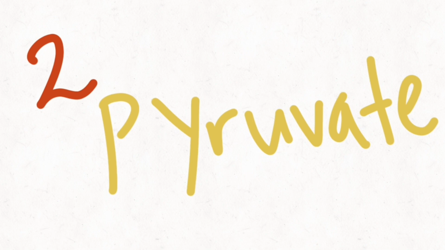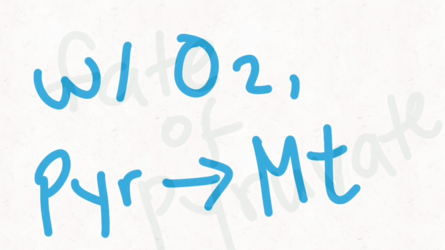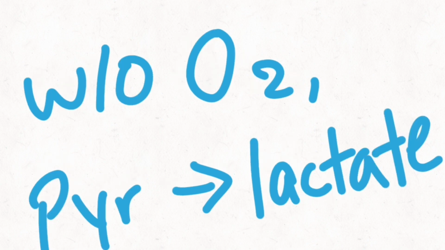So using this pyruvate, there are many ways this could go in metabolism. We call that the fate of pyruvate. So what can we do with this pyruvate? First, when you have oxygen, which is aerobic, the pyruvate will go into mitochondria. Once it goes into mitochondria, it's going to go through the Krebs cycle, and it's going to produce a lot of energy from the Krebs cycle. Number 2, when there's no oxygen involved, which is anaerobic, pyruvate will go through lactic acid fermentation, which will produce lactate, such as in the muscles.